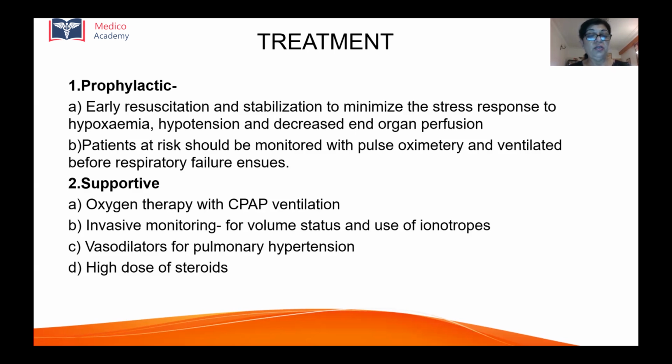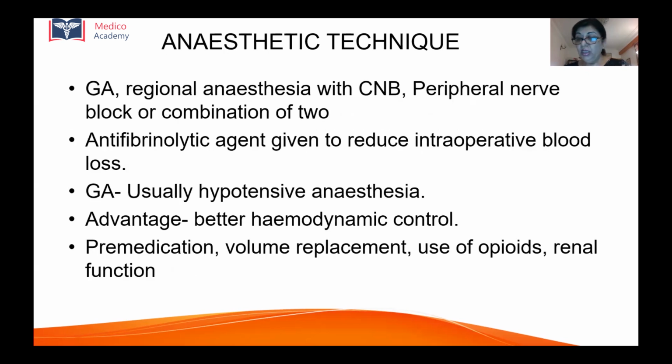Supportive treatment is oxygen therapy with CPAP, invasive monitoring for volume status and use of inotropes, vasodilators for pulmonary hypertension, and high dose of steroid. Now let us look at the anesthetic technique. Various anesthetic techniques such as general anesthesia, regional anesthesia with neuroaxial block, peripheral block, or a combination of the two can be used for hip, knee, or shoulder arthroplasties.